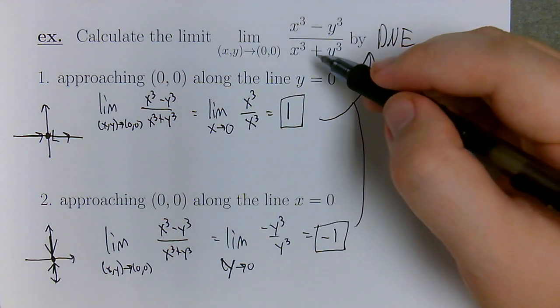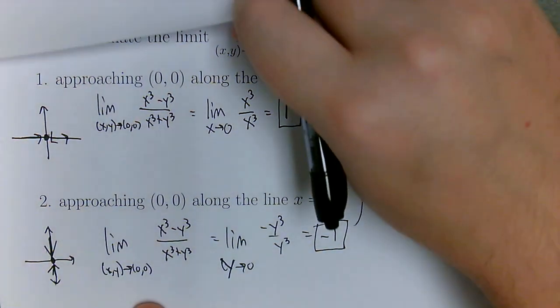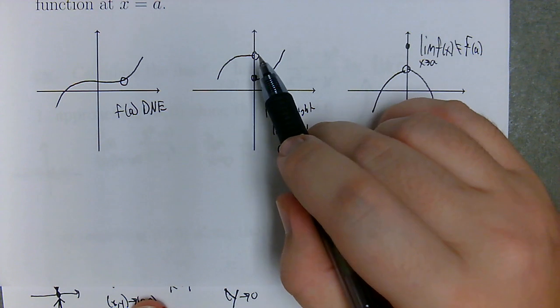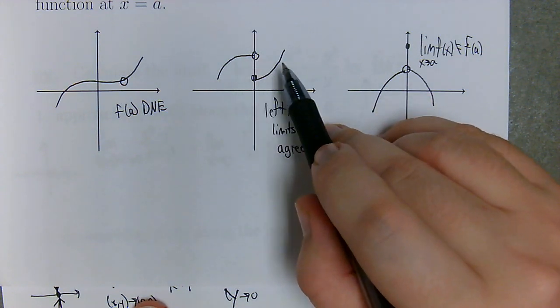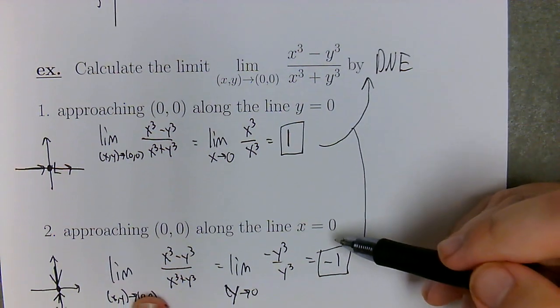So we can conclude this limit doesn't exist because we found two paths that do two different things. The one variable analogy is this situation right here, where we get a higher number approaching this way and then a lower number approaching this way. So we found two different paths to do that.